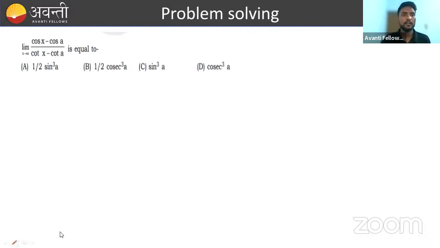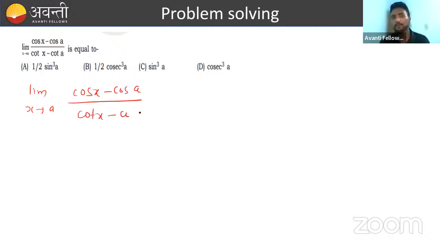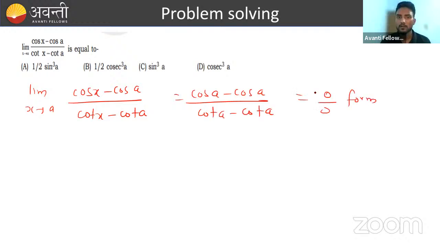Limit x tending to a. This is cos x minus cos a divided by cot x minus cot a. After putting a, what you are getting? Cos a minus cos a divided by cot a minus cot a. So what we are getting? 0 by 0 form. You can use L-Hospital rule. You know that x is the function, but a is the constant. This is totally constant.